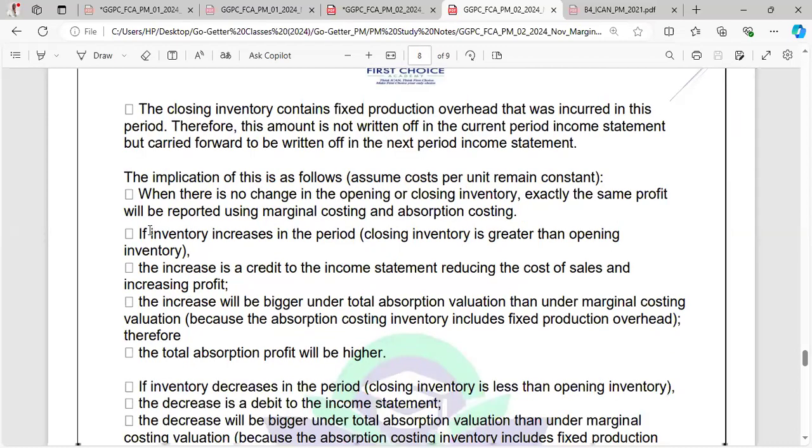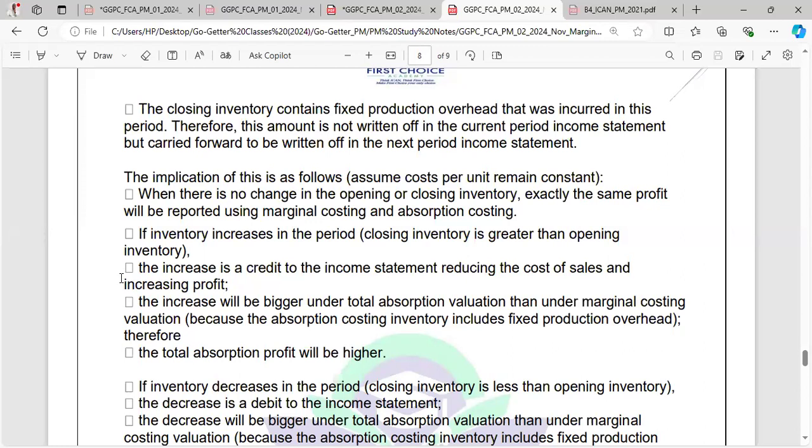Now, this is important. If inventory increases in the period, what do we mean by that? If your closing stock is greater than your opening stock, that means inventory has increased. It means that if you have 1,000 opening stock and in closing stock you have 1,200, inventory has increased by 200. If inventory increases, it means that closing stock is greater than opening stock.